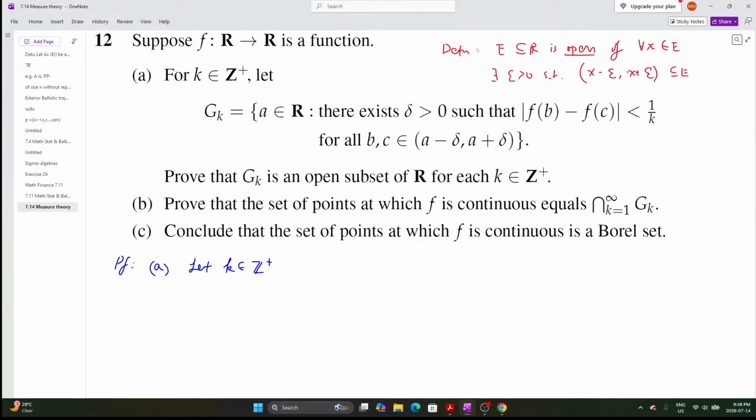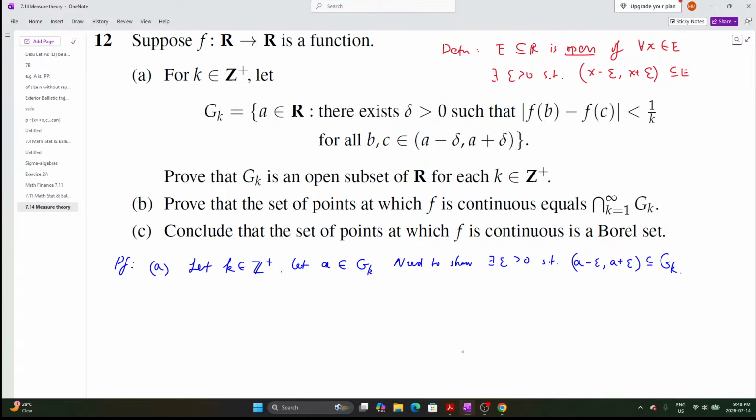So for that, let a be in G_k. Need to show there exists epsilon greater than 0 such that (a minus epsilon, a plus epsilon) is contained in G_k.